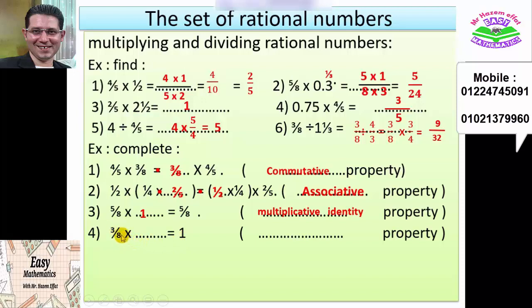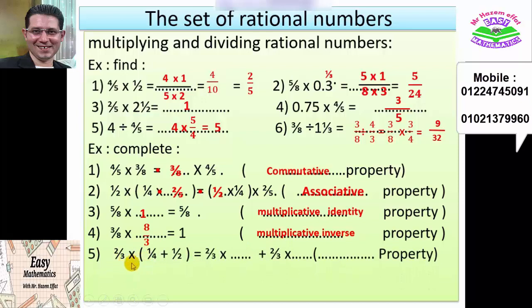What is the suitable fraction here? I told you before, we must find the reciprocal or the multiplicative inverse of 3 over 8. What about the multiplicative inverse of 3 over 8? It means 8 over 3. When we multiply 3 over 8 by 8 over 3, the result will be equal 1. So what about the name of this property? Yes, it's called multiplicative inverse.